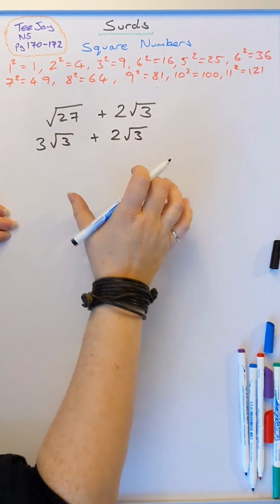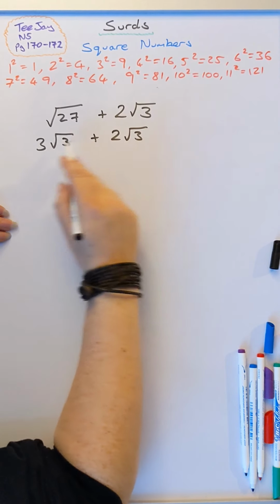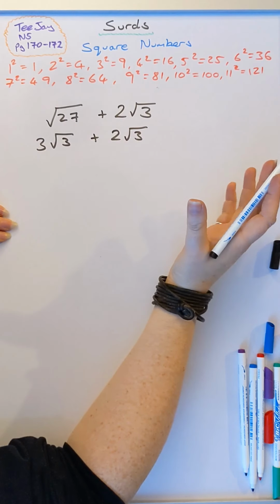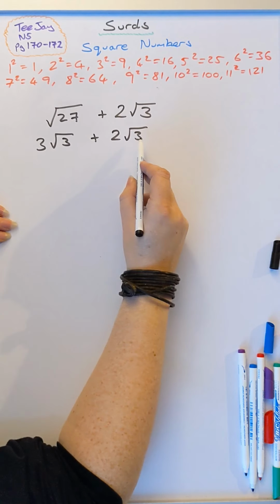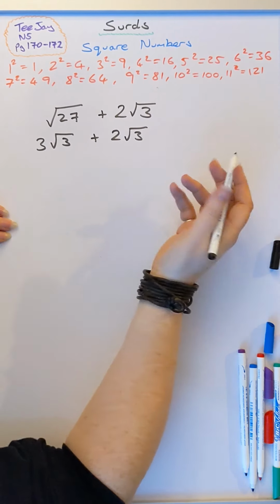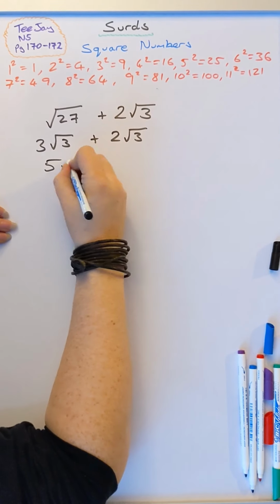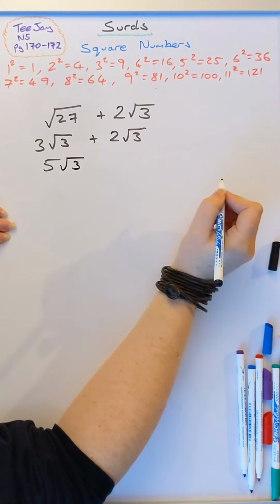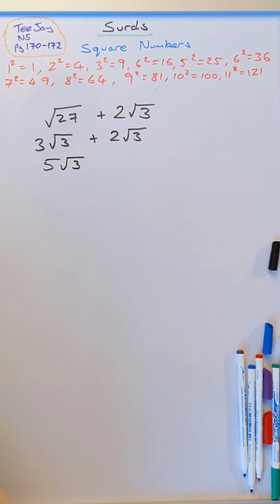Now this is where knowing a little bit of algebra is handy. If you think of this as your x's, root 3 is equal to your x, then you've got 3 lots of x and add 2 lots of x. 3 plus 2 is 5, so we have 5 lots of x, and our x is really root 3. So you can add as long as the square root is the same.